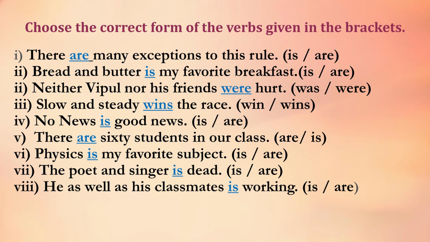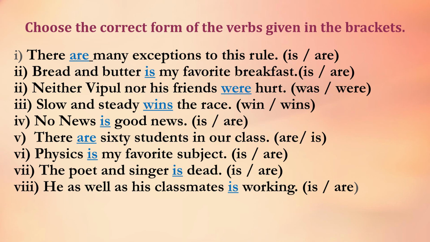Third is neither Vipul nor his friends were hurt. Here, if two subjects are joined with neither nor, the verb agrees with the subject closest to it. So here, the main subject is friends, so we will use the plural verb, were. Third is slow and steady wins the race. So again, slow and steady is a single unit, so we will use the singular verb here, wins.